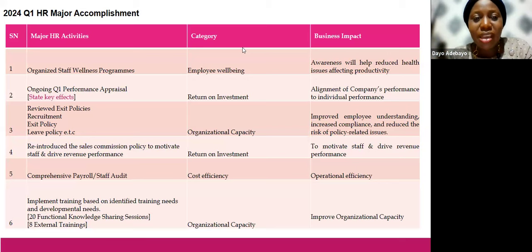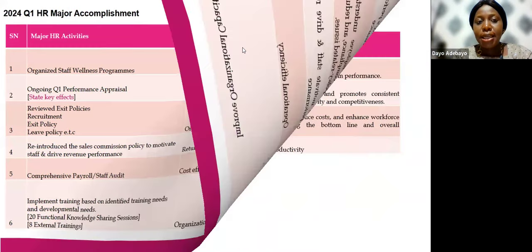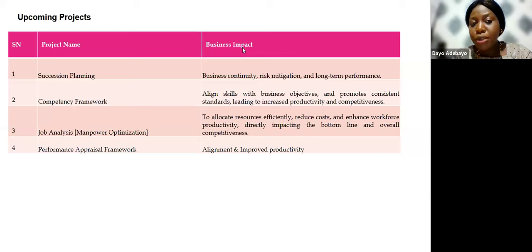Let them see the business impact, because if you don't put that there, they might ask those questions. Okay, this thing you said you have done, what has it helped us to achieve? So those key things you've done that have a very good outcome, put them there. Let them see. If you have any upcoming projects as well, you might also want to include them. Let them see your plan for the next quarter or the next period.